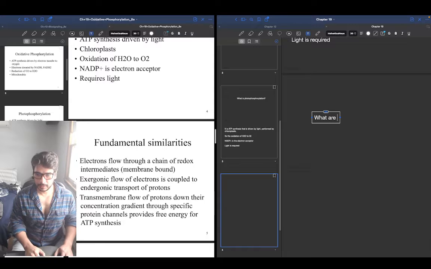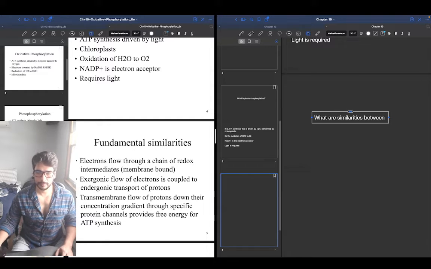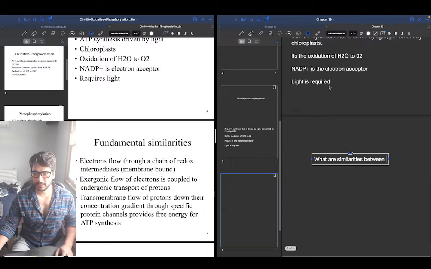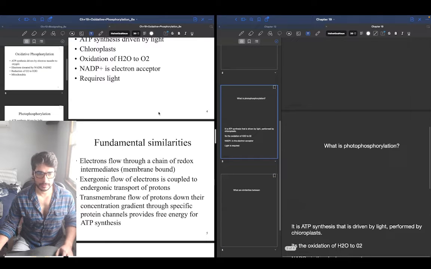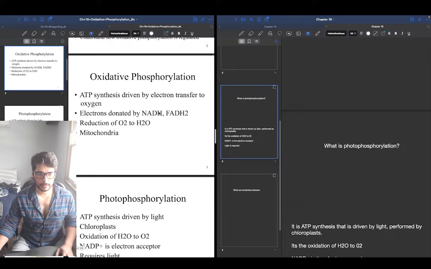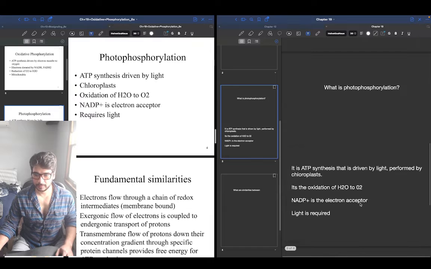What are the similarities between photophosphorylation and, I assume, oxidative phosphorylation?